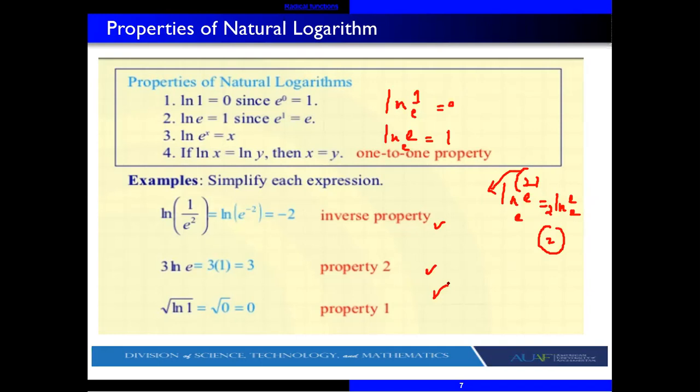These are the properties of natural log. You need to check these four properties. Fourth property: when log of x equals log of y, this means that in both cases the base is e, so you can cancel these two, and we have only x equal to y.